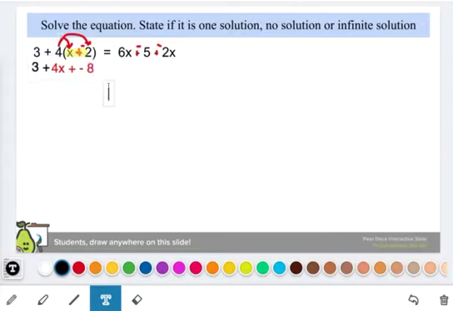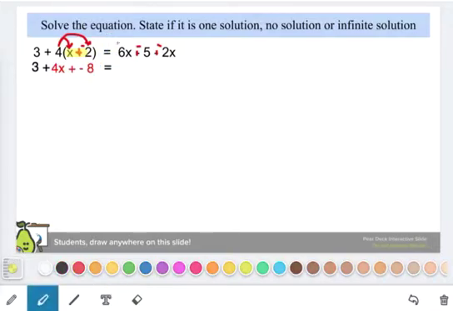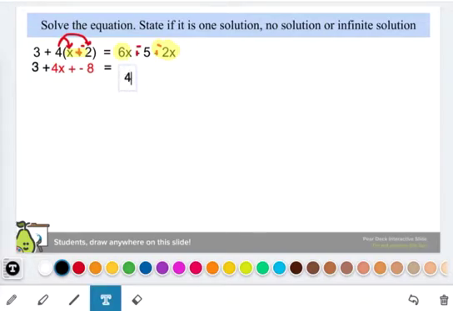Okay. Equals to, right there. And then on this other side, we can combine like terms here, the 6 and the negative 2. We get 4x plus a negative 5. Okay.